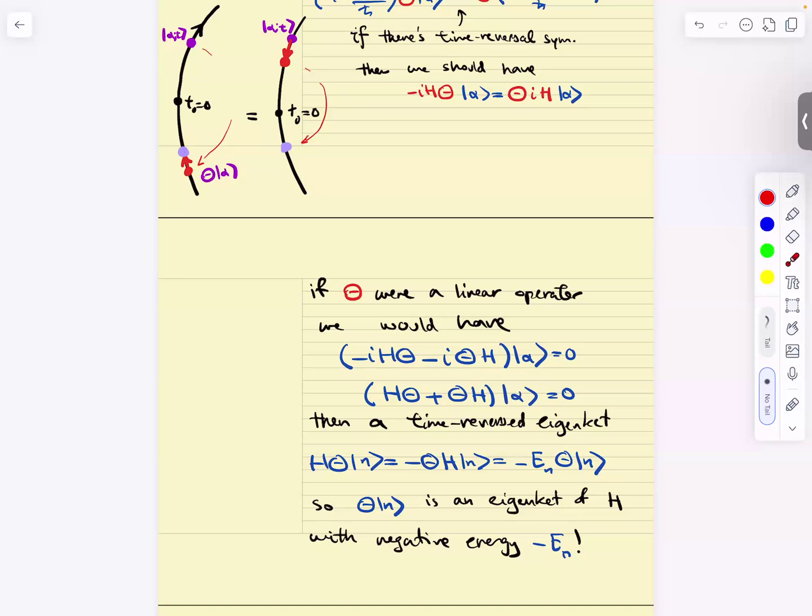This means that if n is an energy eigenket, the time reversal of it is also an energy eigenket, however, with the opposite energy. That is nonsense. Why? Let's see if this is clear. If you could take i out, you'll just cancel the i's, right? And you end up with minus H theta acting on alpha is theta H alpha. And now that would imply that if alpha was an energy eigenket of energy En, the time reversed version would have the exact opposite energy. That is nonsense in physics.